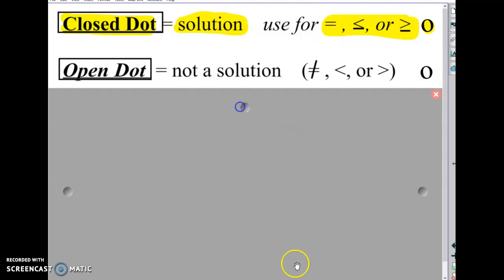If we have a number that is not the solution, which means we're going to be using the not equal sign, the less than sign, or the greater than sign, we're going to have an open dot. We're going to leave our dot just like that. Open dot means it's not a solution.